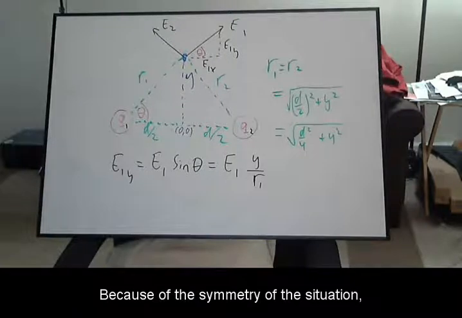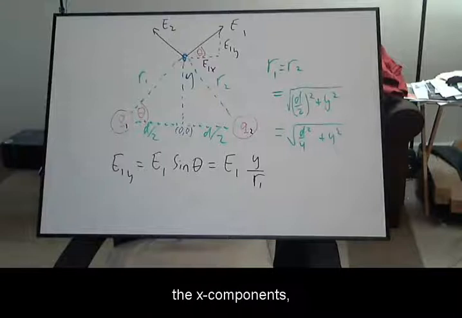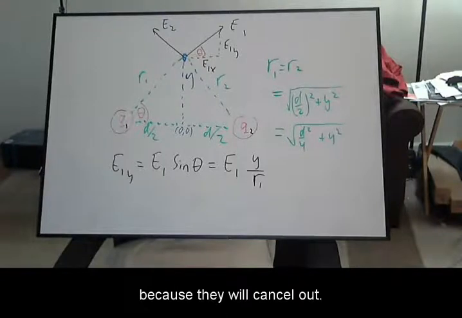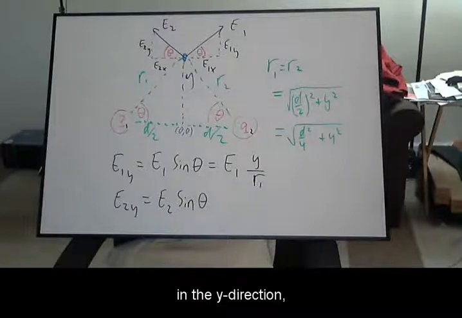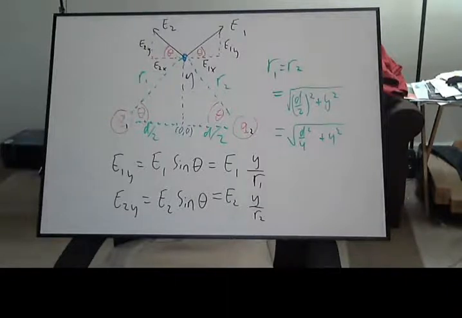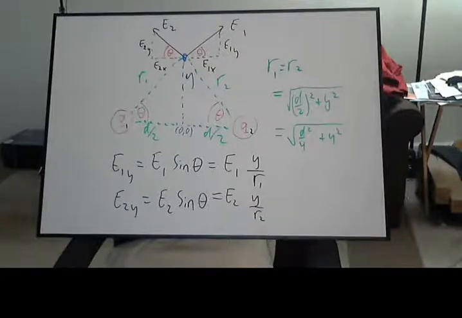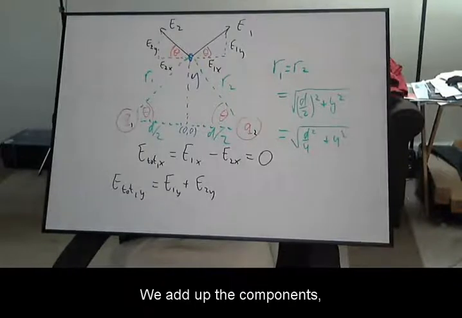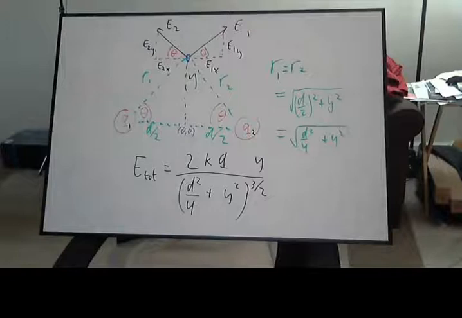Because of the symmetry of the situation, we already know we do not need to consider the x components because they will cancel out. Whereas in the y direction, we just double up the value from the component of electric field 1. We add up the components, insert the expressions, and simplify.